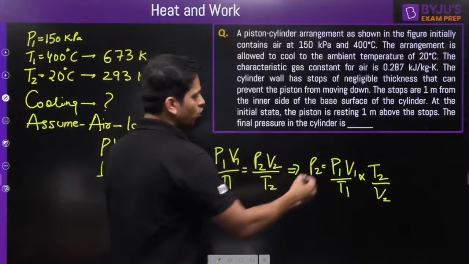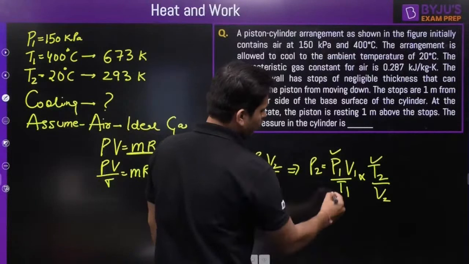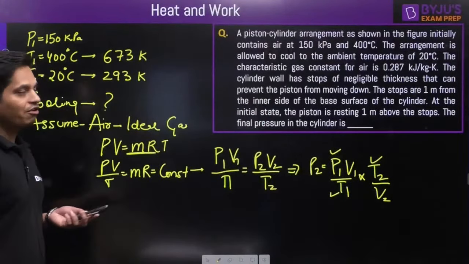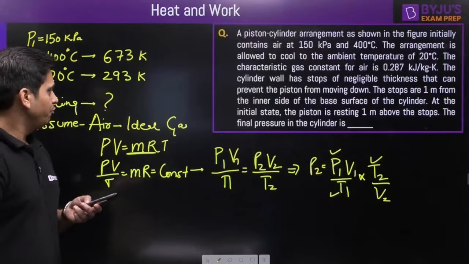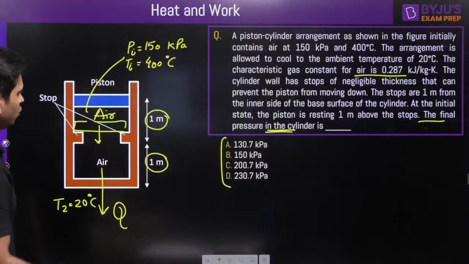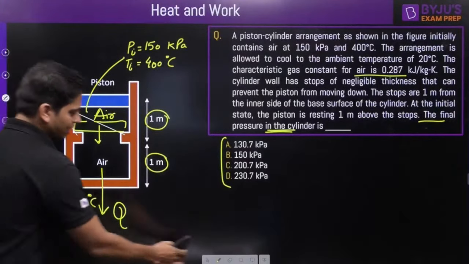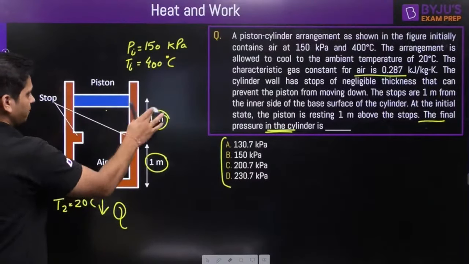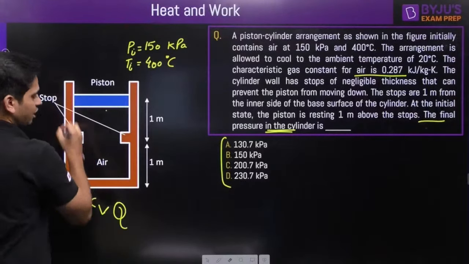What do I know? I know this pressure, right? I know this temperature and I know this temperature. V1 and V2 I don't know. How do I calculate V1 and V2? So you see, in the initial condition, piston is here. Piston is at this position 1.